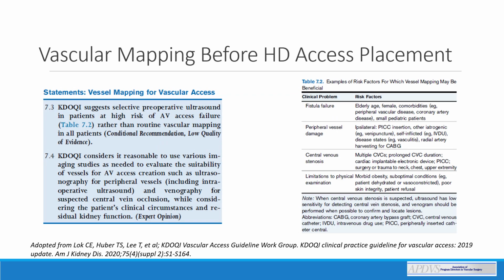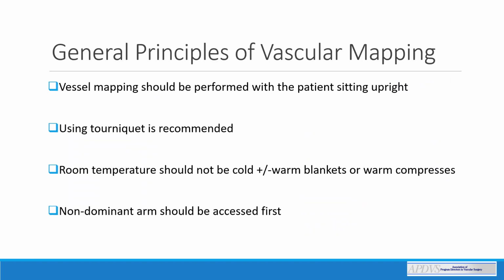KDOQI recommends that physical examination focused on vascular anatomy be the basis of the initial assessment and planning of vascular access creation. The guidelines suggest selective perioperative ultrasound in patients at high risk of AV access failure, such as elderly, women, patients with multiple comorbidities, those at risk of or with a history of vessel damage or central stenosis, or those in whom proper physical examination is not possible. I will proceed with discussing general principles of vascular mapping.